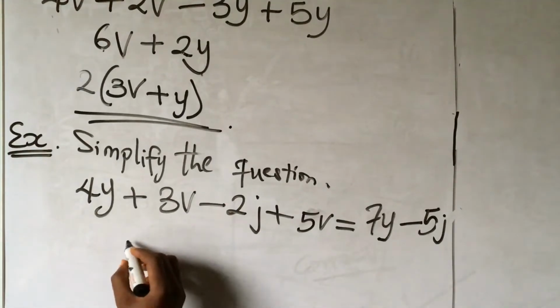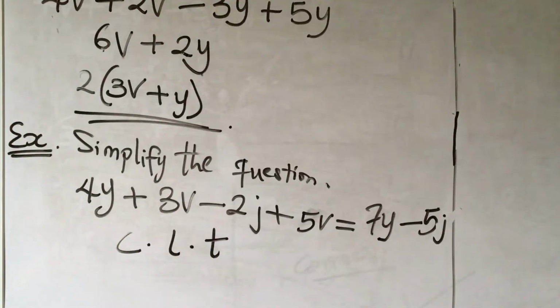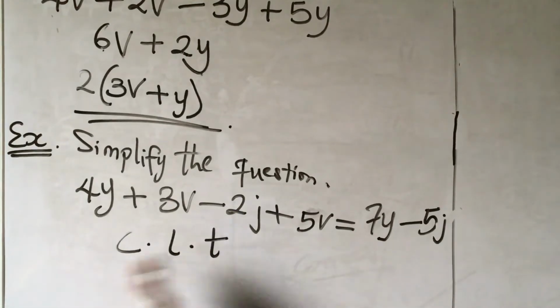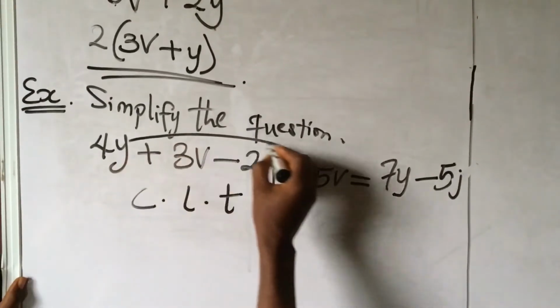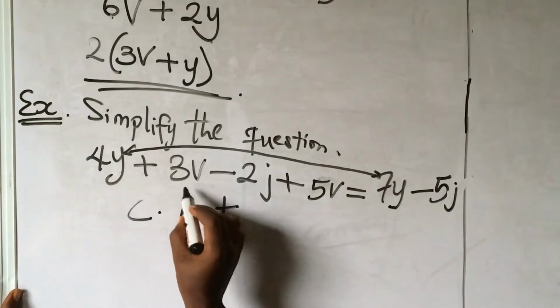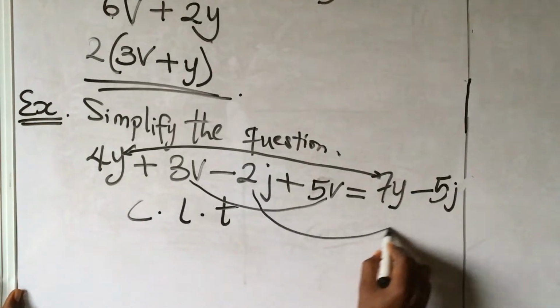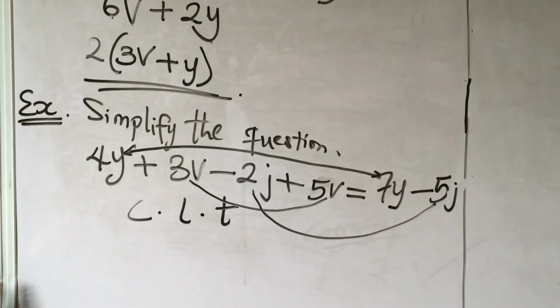Don't forget, I collect like terms. Okay? So in collecting the like terms, I'm going to bring the terms that are similar together, while I take the other ones too on the same side. So what are the terms that are similar here? I can see 4y and 7y. I can see 3v and 5v, and I can see minus 2j and minus 5j. So those are the terms I'm going to bring together.